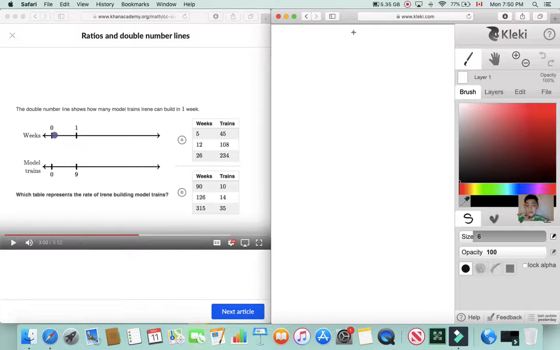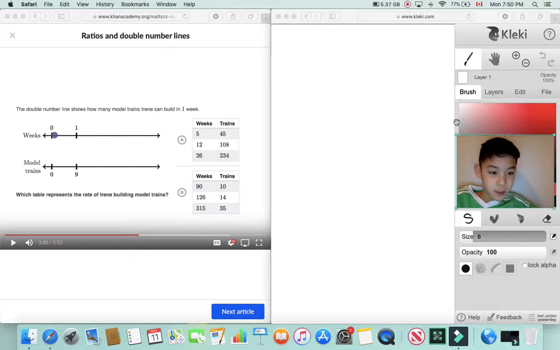Okay. So basically, the double number line shows how many model trains Irene can build in 1 week. Okay. Straightforward.